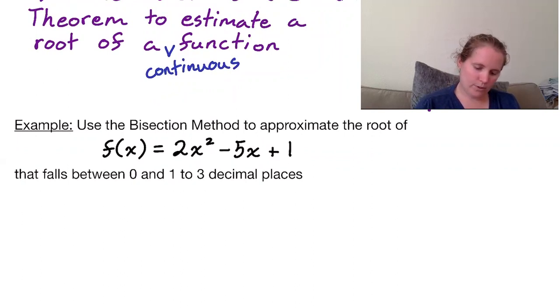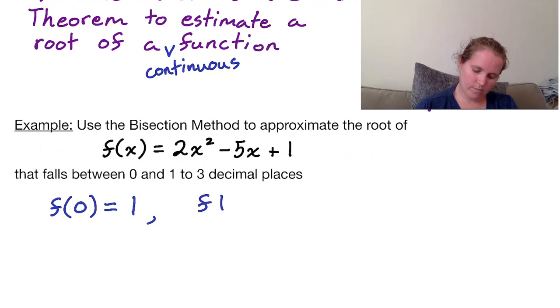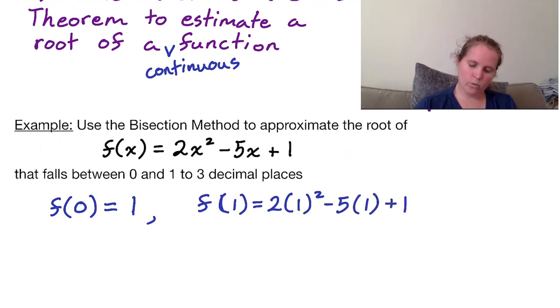So the first thing we need to check is that between 0 and 1, one of those values is positive and one is negative. So we're going to check f of 0. If we plug in 0, we have 1. And f of 1, if we plug in, we're looking at 2 times 1 squared minus 5 times 1 plus 1. So 2 minus 5 plus 1, we are looking at negative 2.